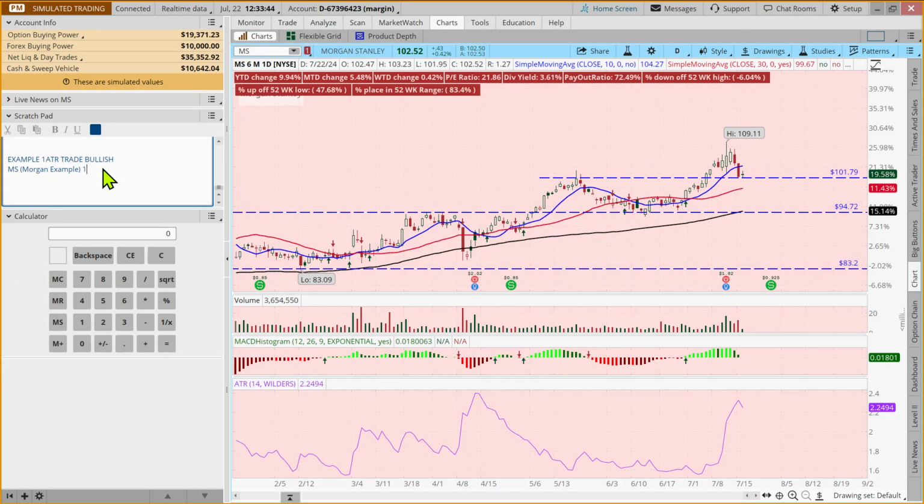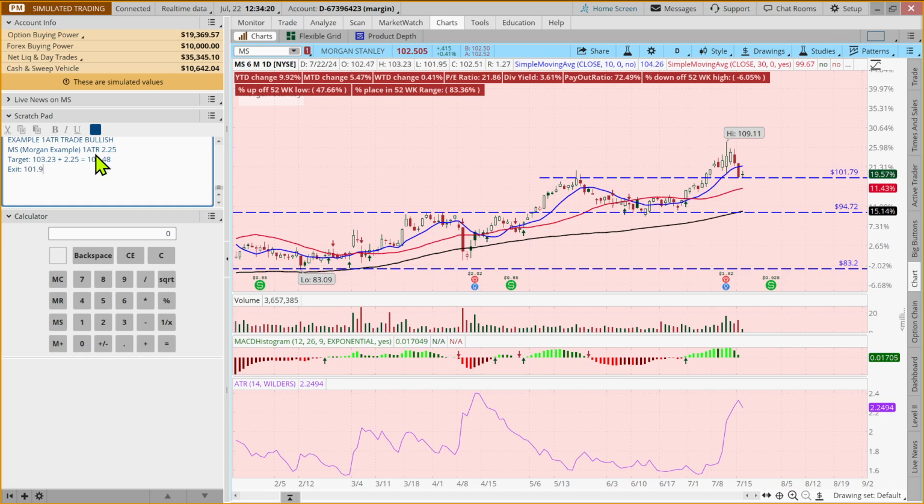And so here's our example on Morgan Stanley. Our one ATR is $2.25. Just by hovering over the candle, you'll see that the high for today is 103.23. We would add 2.25 to that, and that would give us a target of 105.48.